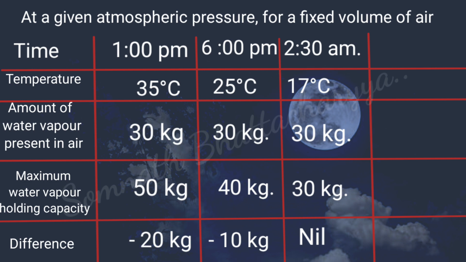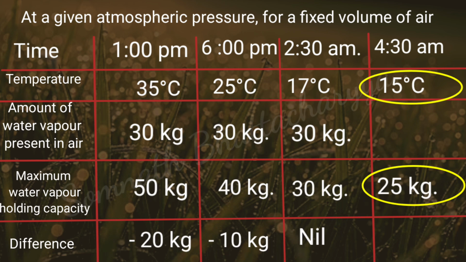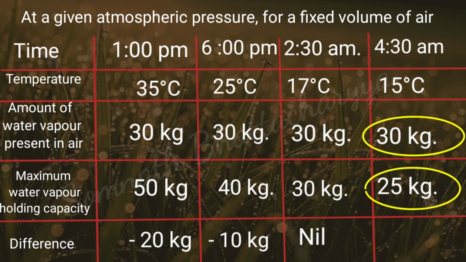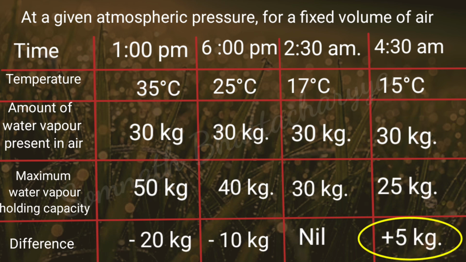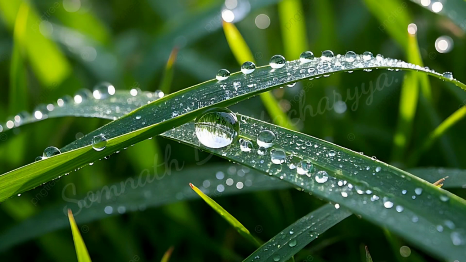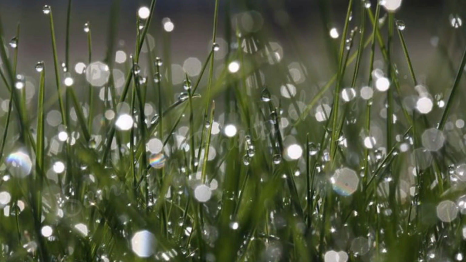How does dew form? Now imagine the temperature falls even further to 15 degrees Celsius. At this temperature, the air can hold only 25 kilograms of water vapor. But the air still contains 30 kilograms of water vapor. So, water vapor present equals 30 kilograms. Maximum capacity equals 25 kilograms. This means the air now contains 5 kilograms of excess water vapor. The air can no longer hold this extra moisture. As a result, the excess water vapor changes into tiny liquid water droplets through a process called condensation. These tiny droplets settle on grass, leaves, cars, rooftops, and other surfaces. And that is what we call dew.